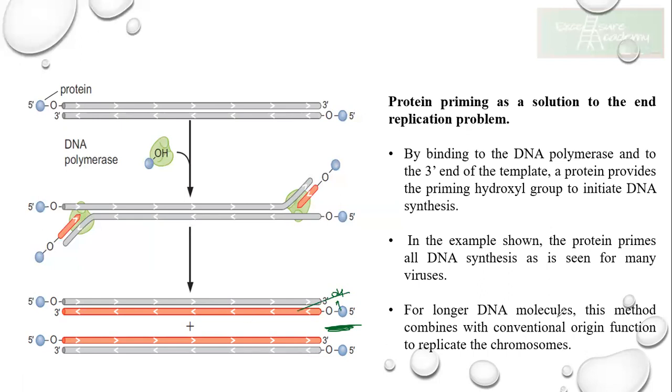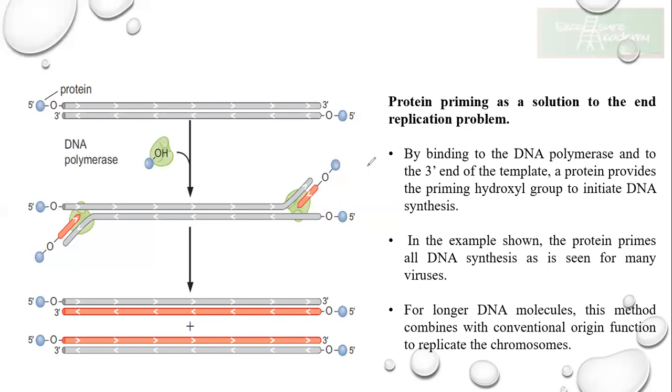So for longer DNA molecules, this method combines with the conventional origin function to replicate the chromosome. If you need to replicate something longer, or the gap is not being filled, then you can have this. So this is one method. Clear?